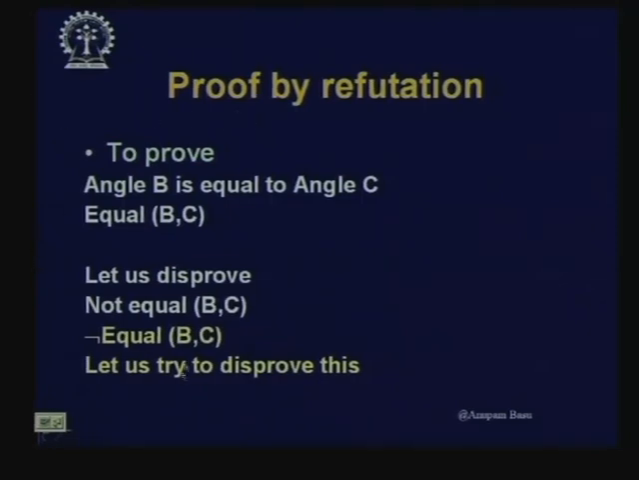Okay. So, our goal or objective is to prove this equal BC. So, we start with not equal BC and we try to disprove it. So, what is that? We take the clausal form of the goal and negate it, and try to disprove it. That is our approach.